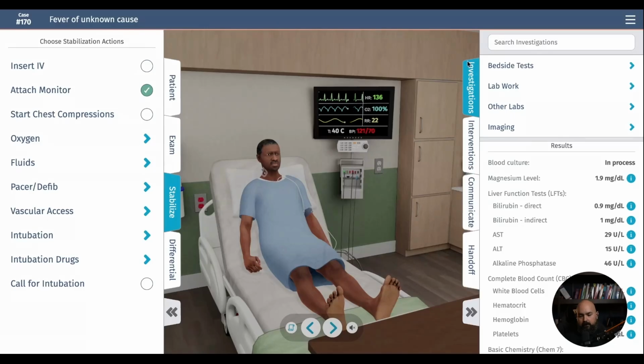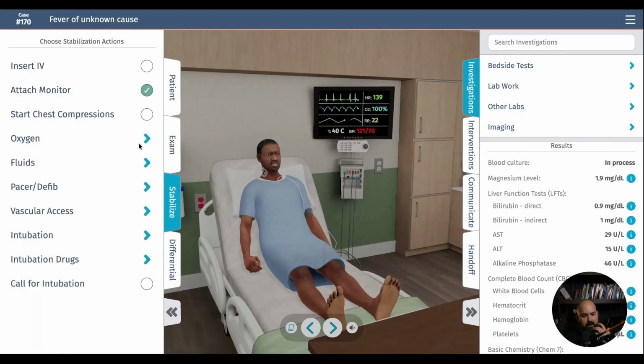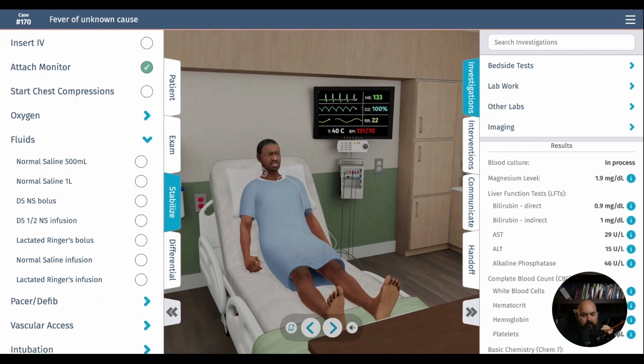Let's jump back into getting this guy squared away. Our ICU brain is like, we gotta give him a fluid bolus and all this stuff. And I'm gonna be honest, I'm not sure what the game is gonna ask for here, but let me look at something. Let's take a look at the fluids. Normal saline bolus, normal saline 1 liter, D5 NS bolus, D5 half, lactated ringers, normal saline, lactated ringers infusion.